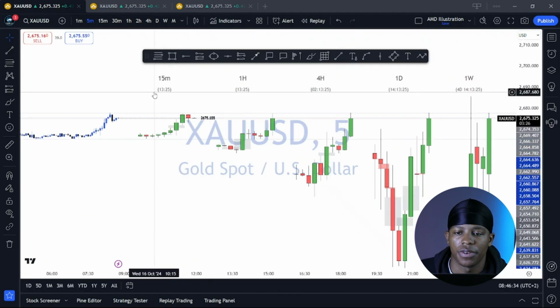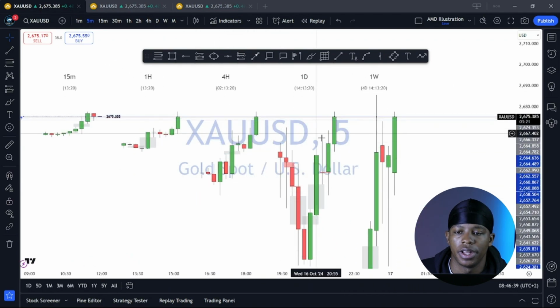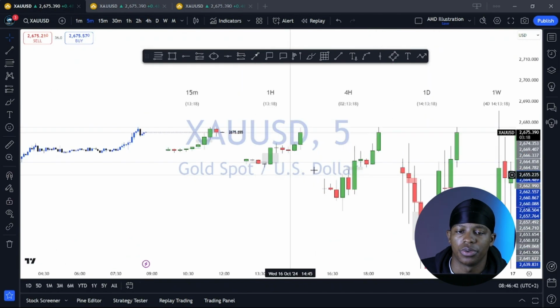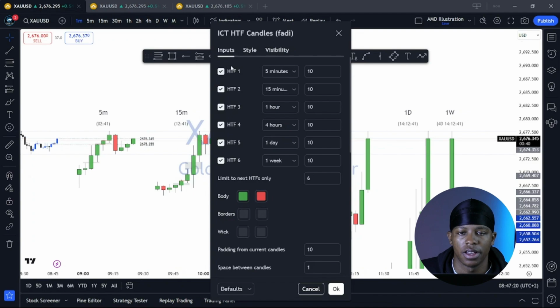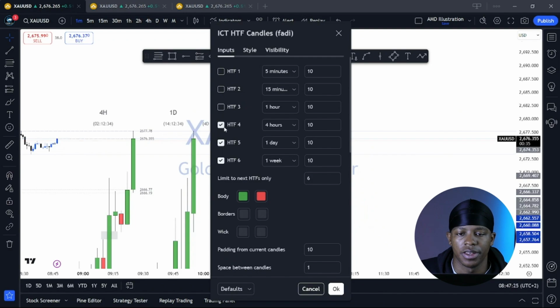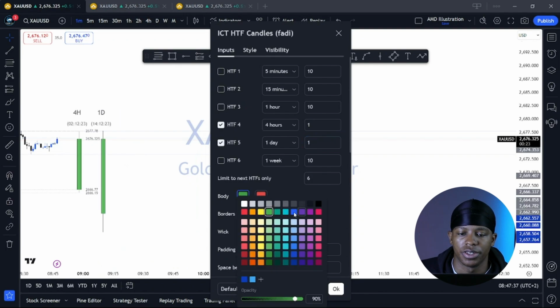So as you can see, you have your 15-minute time frame, 1 hour time frame, 4 hours, 1 day, 1 week. So these are the settings that I use. All right, settings, and then going to click everything out, and then just going to leave the 4 hours and 1 day time frame, right? And then just going to change this to 1 candlestick, and then I'm going to change the chart colors to the primefx colors, my personal colors that I use.